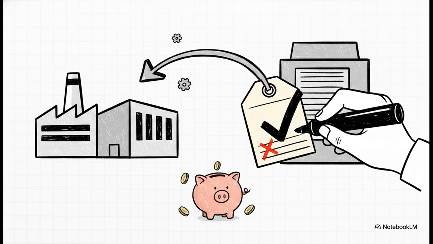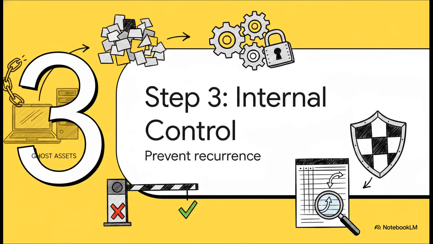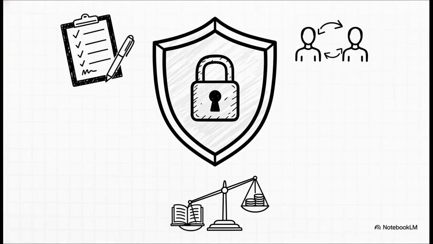As for the others, you found they were physically present all along but misidentified during the count, so you simply rectified those incorrect tags. This proves to the interviewer that you don't just blindly write things off, you actually recover value through pure diligence. Which brings us to step 3, corrective actions and internal controls, preventing the recurrence of ghost assets. So the absolutely crucial point here is this.